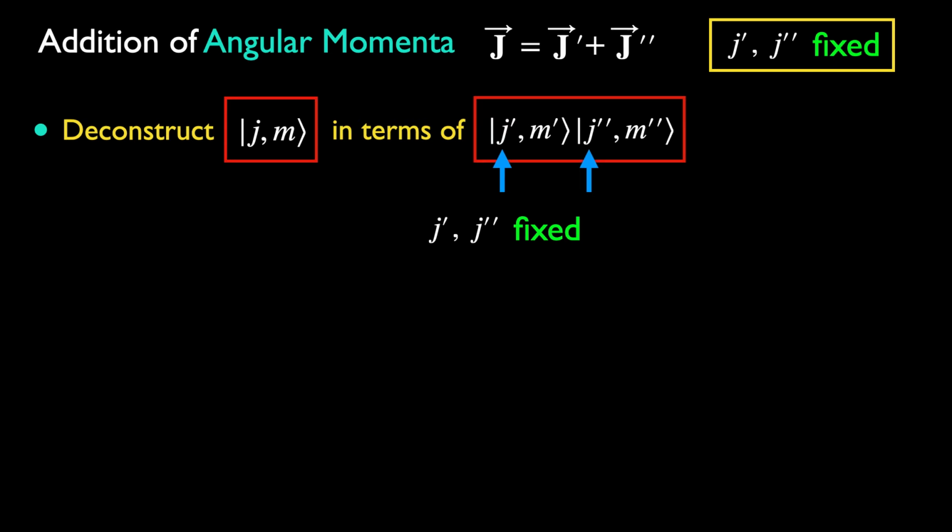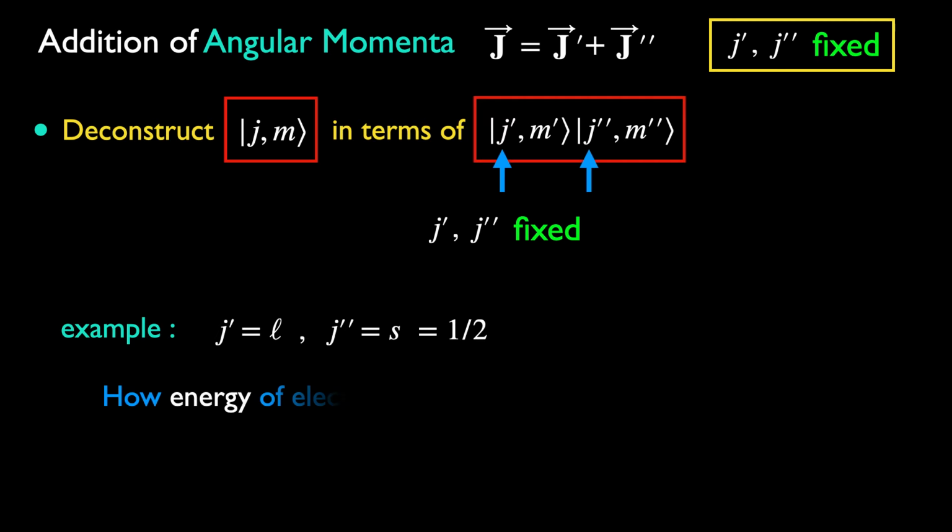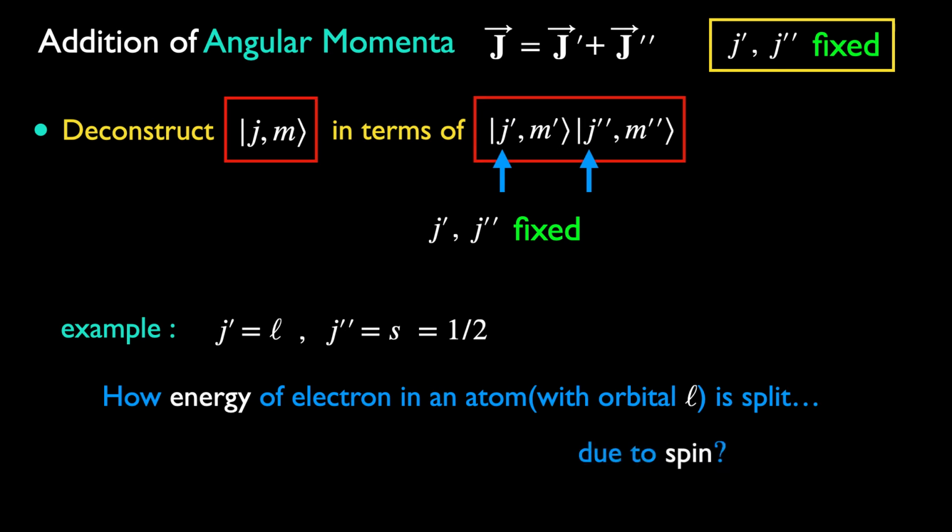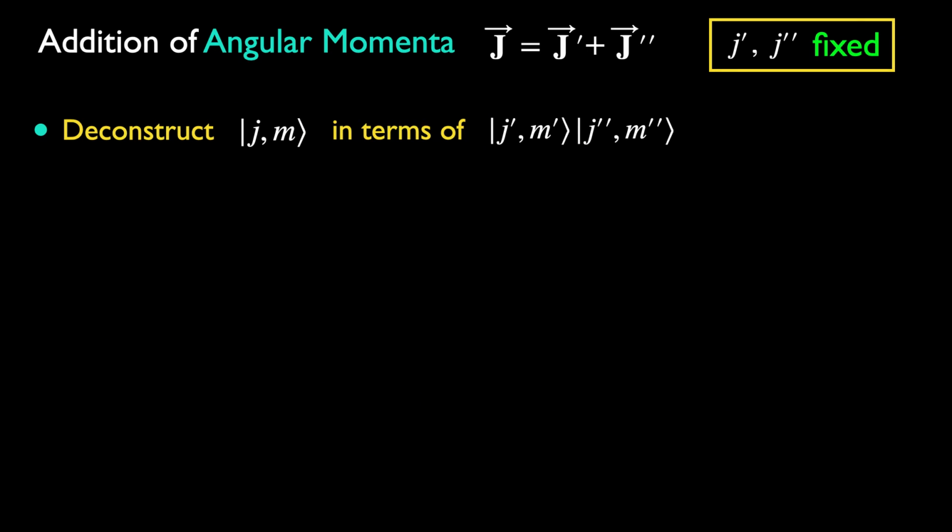This constraint makes sense since one of the first problems we will solve with this formalism is to figure out how the spin of the electron manages to split an atomic level with orbital angular momentum L. With J prime and J double prime fixed, we can hide these quantum numbers and simplify our notations. An obvious result comes from applying the third component of the total angular momentum to these product states.